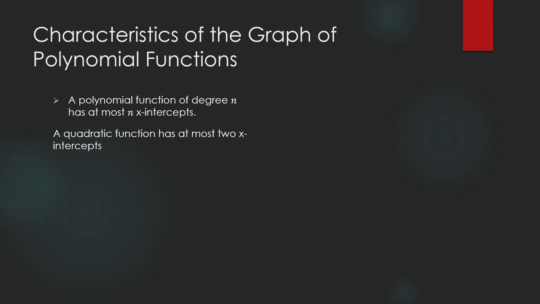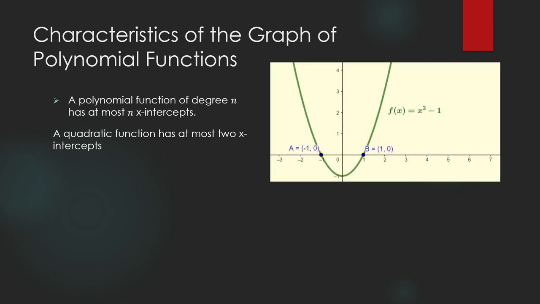And what does it mean when a function has at most 2 x-intercepts? So it can have 2 x-intercepts. It is possible it has only 1 x-intercept. And it is also possible that it has no x-intercept. Okay? For example, this function, f of x is equal to x squared minus 1. It has 2 x-intercepts. These are when x is equal to negative 1 and when x is equal to positive 1.